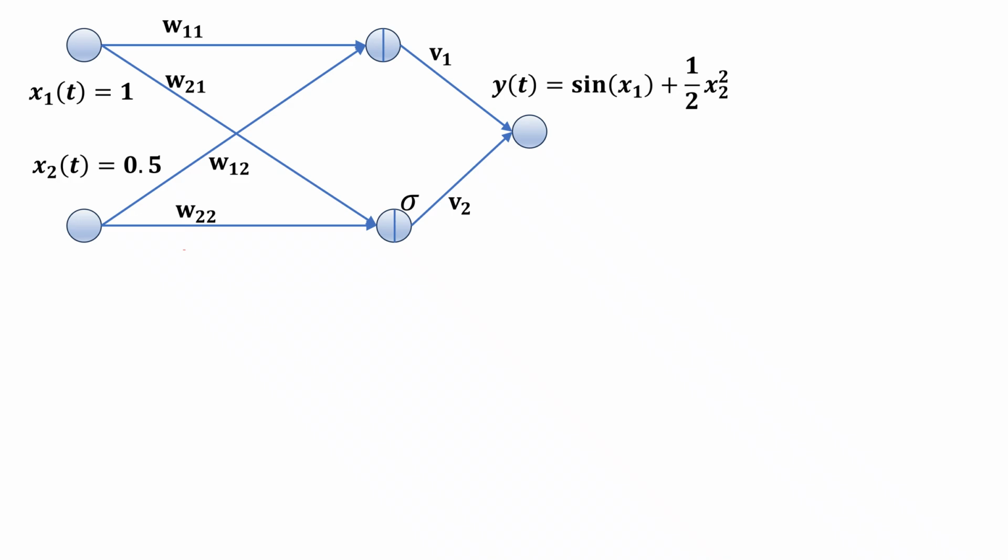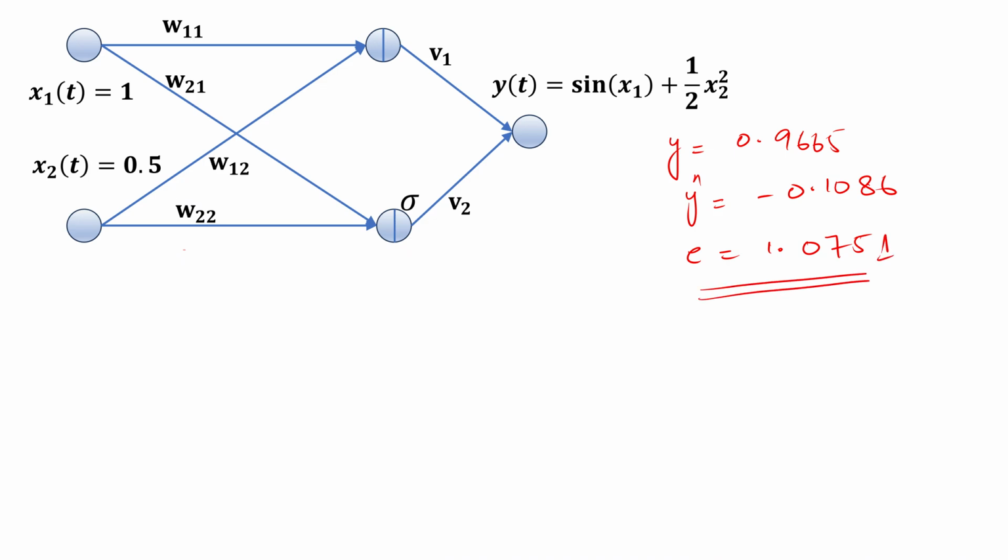Previously we did a numerical example, and we derived some numerical values. We obtained y equal to 0.9665, y hat was minus 0.1086, and then we calculated the error, which was 1.0751. Our goal is to minimize this error. So how are we going to do that?